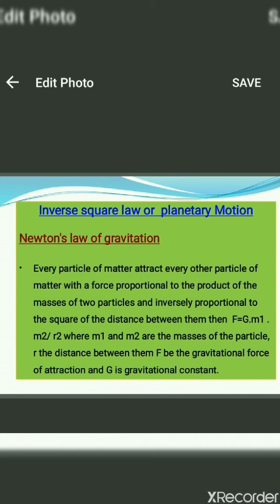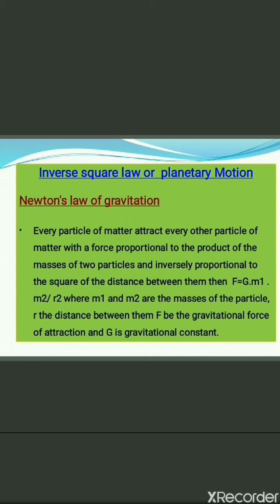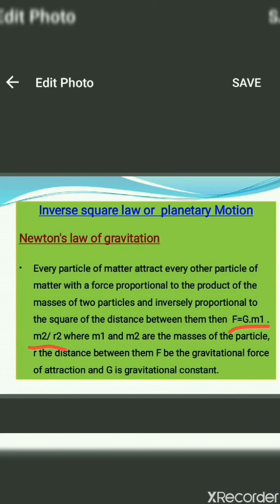And here F equals G m1 m2 by r square is the gravitational force of attraction, given by G into m1 into m2 divided by r square. So let's see a theorem based on this Newton's law of gravitation.